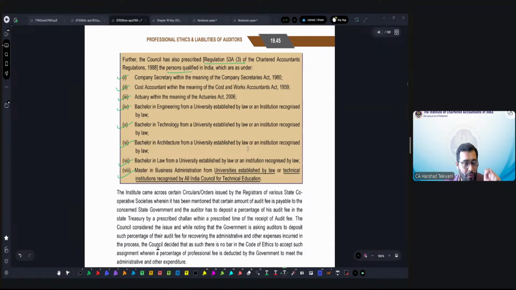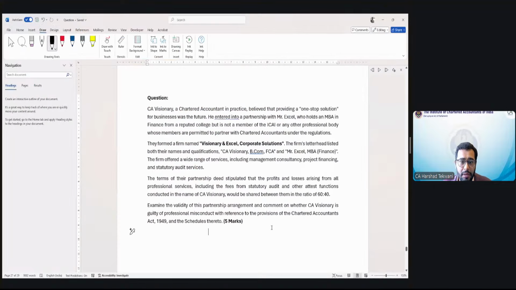Okay, understand this. So when I say qualifications recognized by the central government, in that case it is universities established by law or technical institutions recognized by the All India Council for Technical Education, then only is an MBA part of regulation 53A. If an MBA is not from a university established by law, or not from a technical institution, then in that case it will not be counted. So if I just show you the question again, now the question here says he's an MBA, perfectly fine, but does it say it is from a university established by law or a technical institution? No, it does not talk about that.